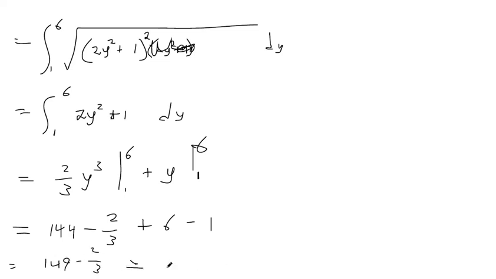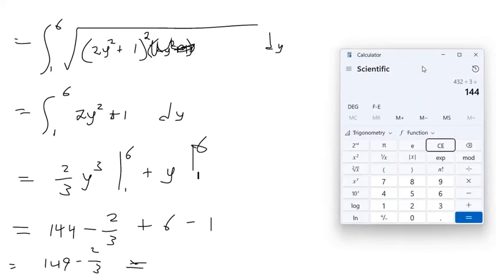Or if the software wants it just as one fraction, I can get common denominators. 149 times 3. Subtract by 3. So that's 445 over 3.